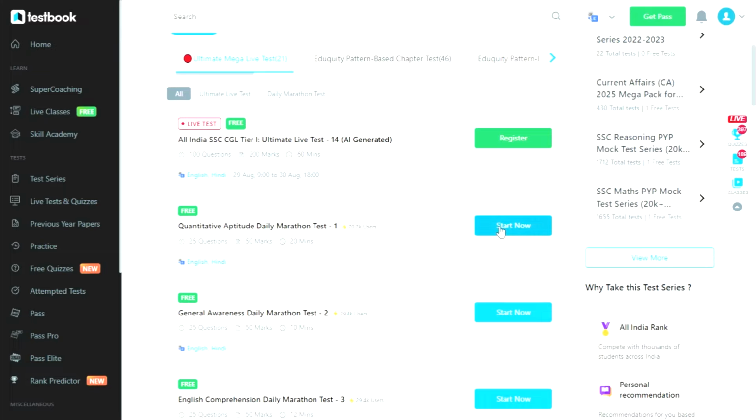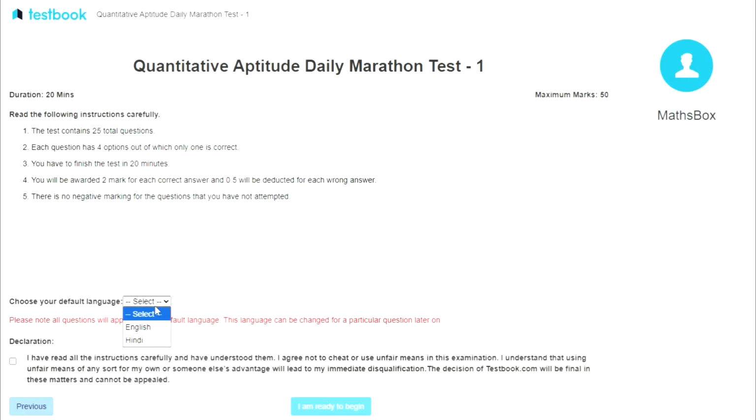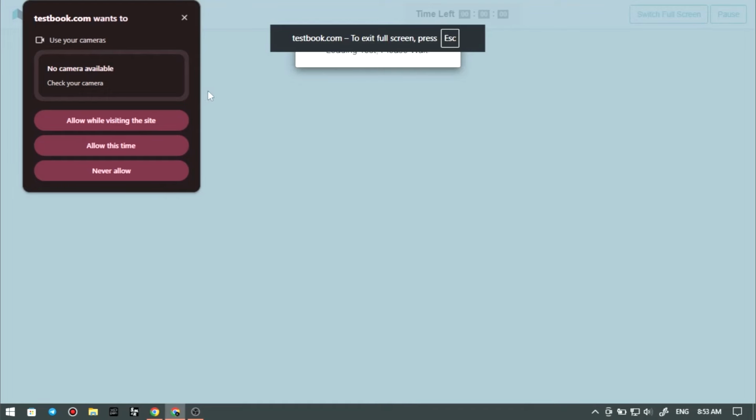So let's start quantitative aptitude daily marathon test 1. But today there is a challenge, and that is I'll try my best not to pick pen and paper, and all the calculations I will do using my mind. Let's get started. Yes, I have read all the instructions. Now let's start.